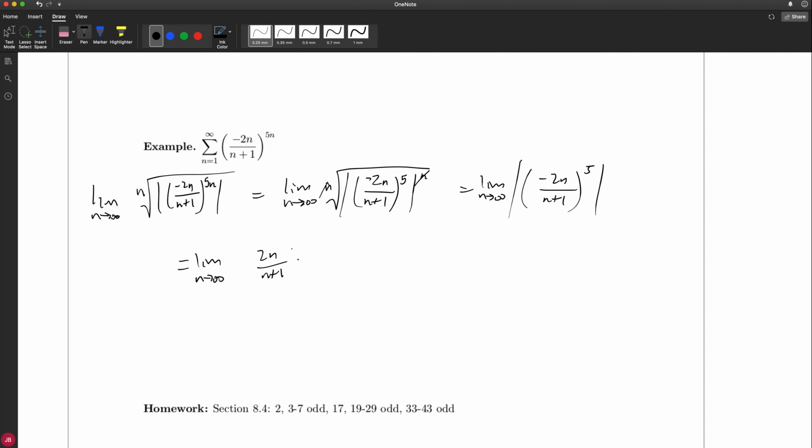And if you like, you'll notice that since this power is fixed, we can actually take this limit and move it in. We've seen that. In fact, we just did that in the video where we talked about sine of pi over n, right? And so this is 2 to the 5th, which is 32, which is definitely bigger than 1. So by root test, this series diverges.